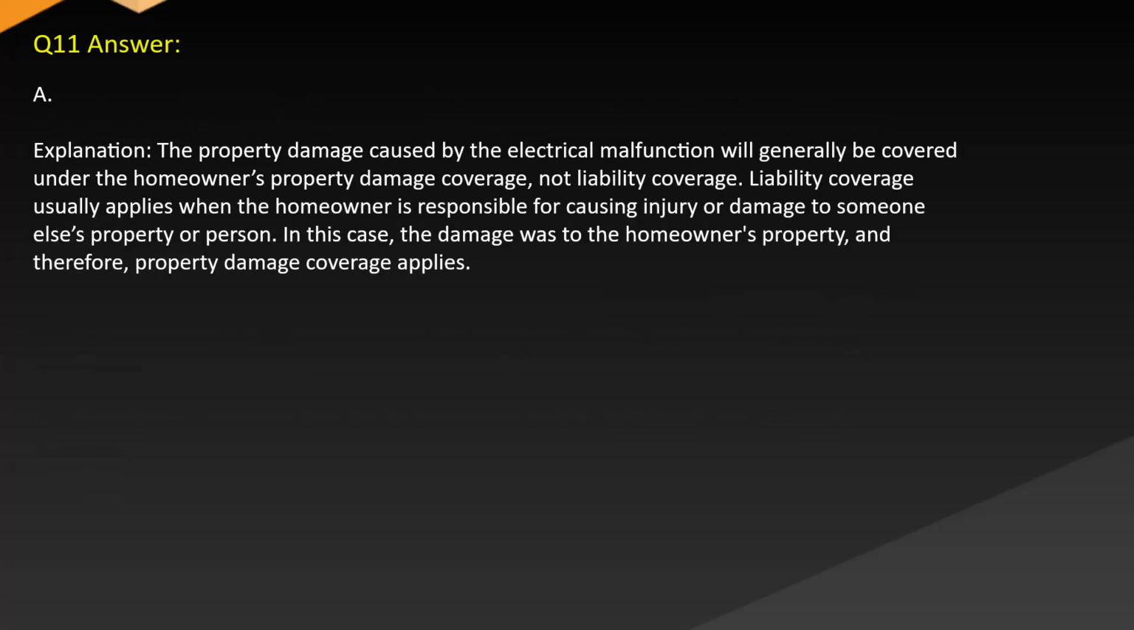Answer A. Explanation. The property damage caused by the electrical malfunction will generally be covered under the homeowner's property damage coverage, not liability coverage. Liability coverage usually applies when the homeowner is responsible for causing injury or damage to someone else's property or person. In this case, the damage was to the homeowner's property, and therefore property damage coverage applies.